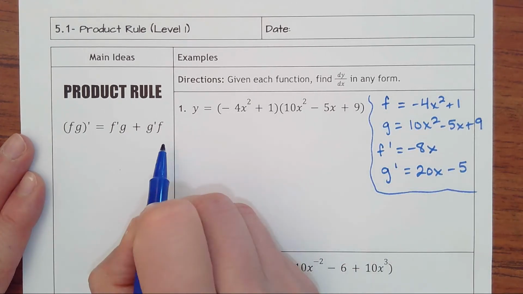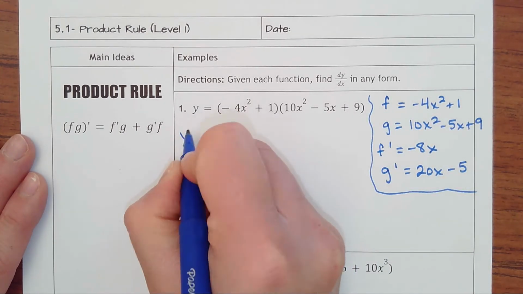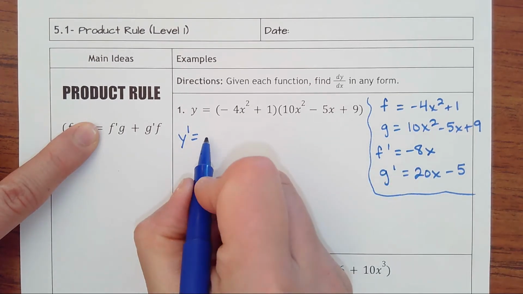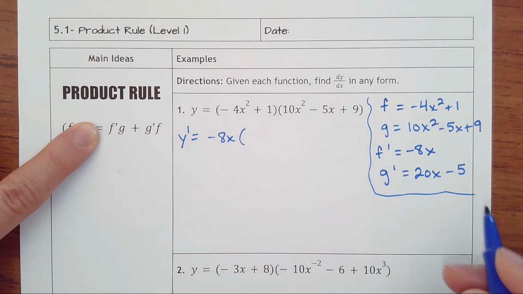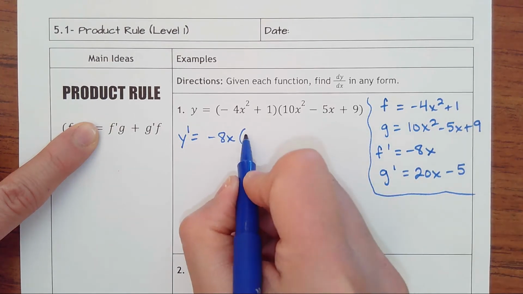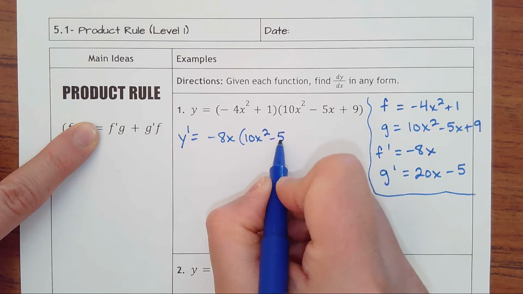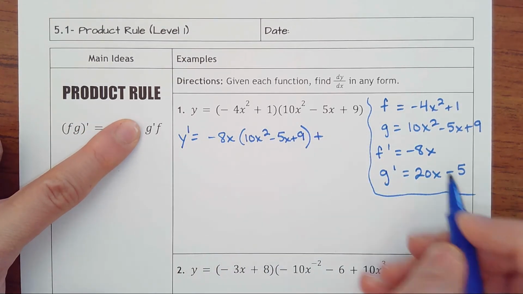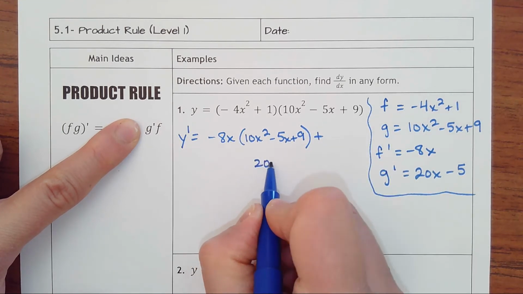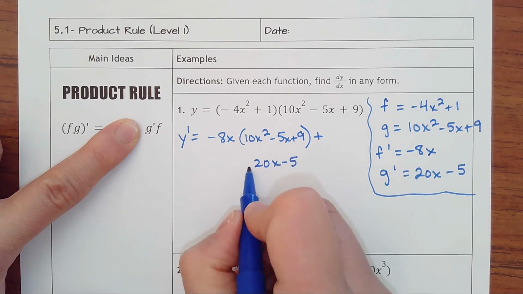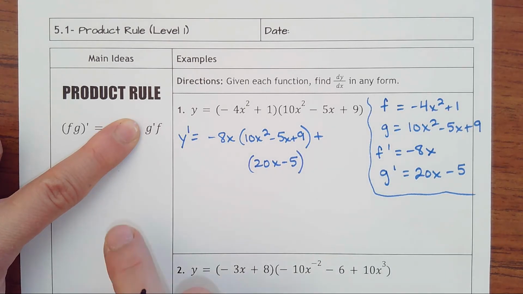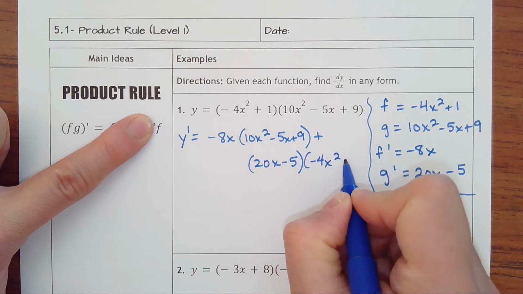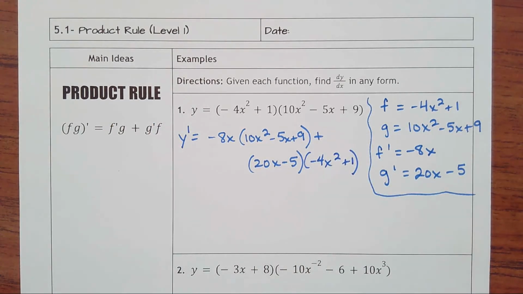Okay, so then we would have that y prime would equal the derivative of the first function, negative 8x, times the normal second function, 10x squared minus 5x plus 9, plus g prime, 20x minus 5, put parentheses around it since it's a binomial, times the normal first function, which is negative 4x squared plus 1. Now you're going to have to type all this into Delta Math.